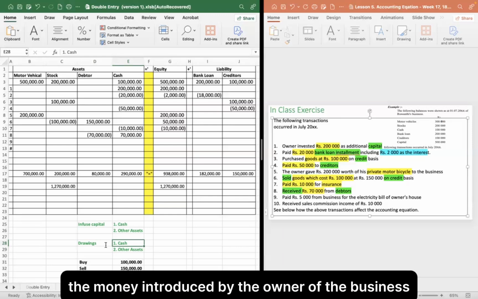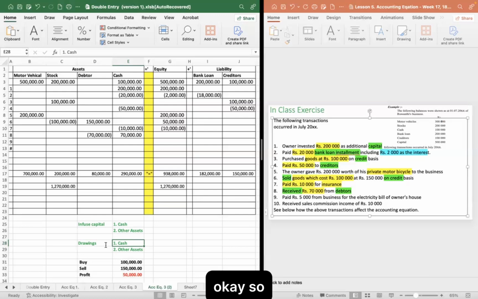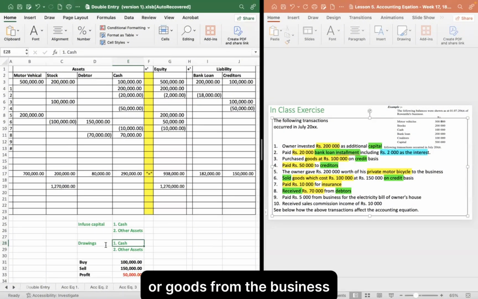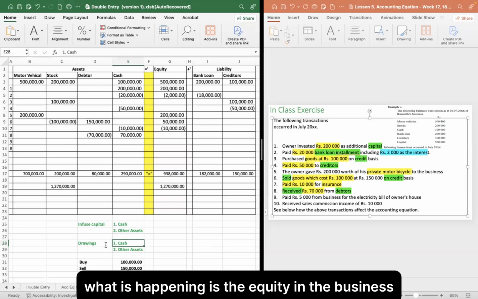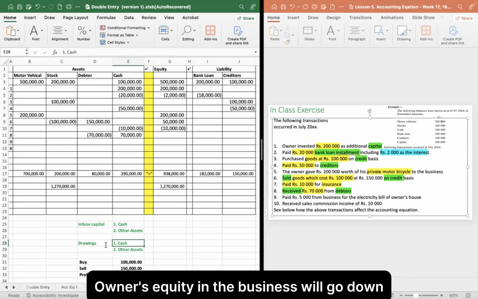The money introduced by the owner of the business into the business is taken outside by the businessman. Okay, so when the businessman takes out the money or goods from the business for his personal use, what is happening is the owner's equity in the business will go down.